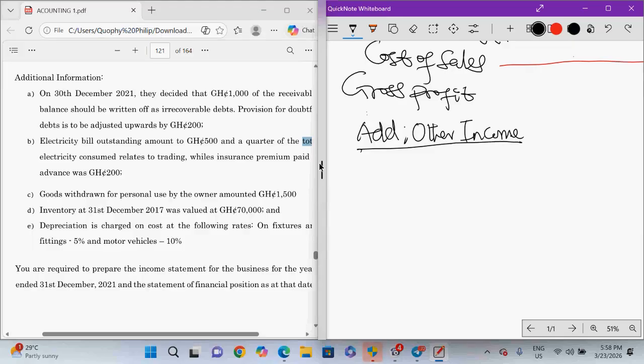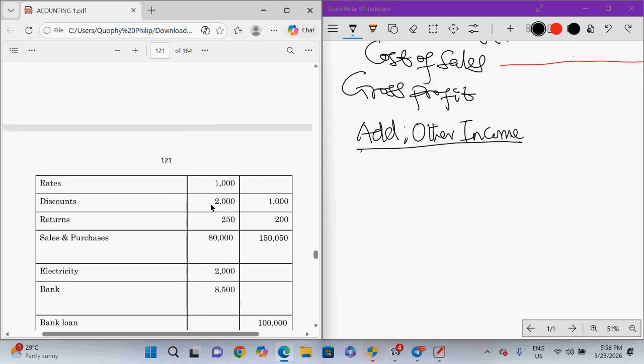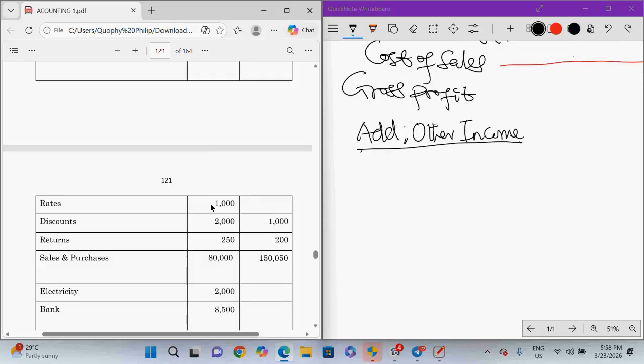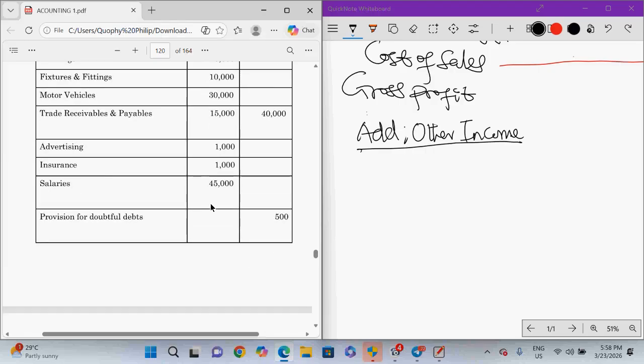All right, so other incomes. What are the other incomes from this person? Discount received. Discount receipt. Where is discount? They have discount. So you start from the top. Capital, inventory, building, fixtures and fittings, motor vehicles, trade receivables and payables, advertising, insurance, salaries, provision for doubtful debt.